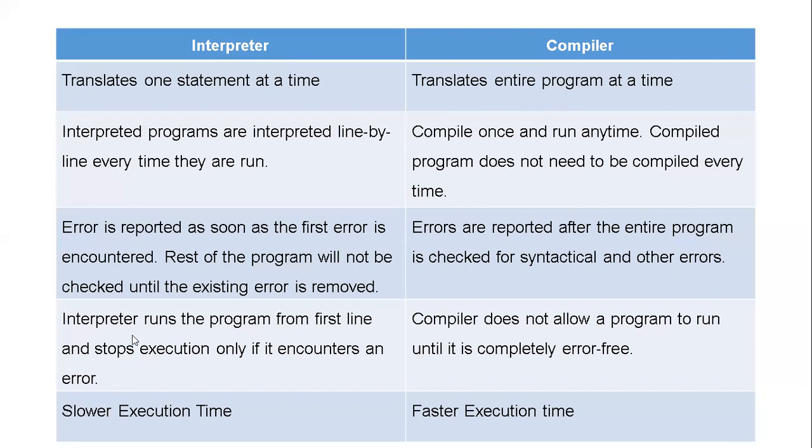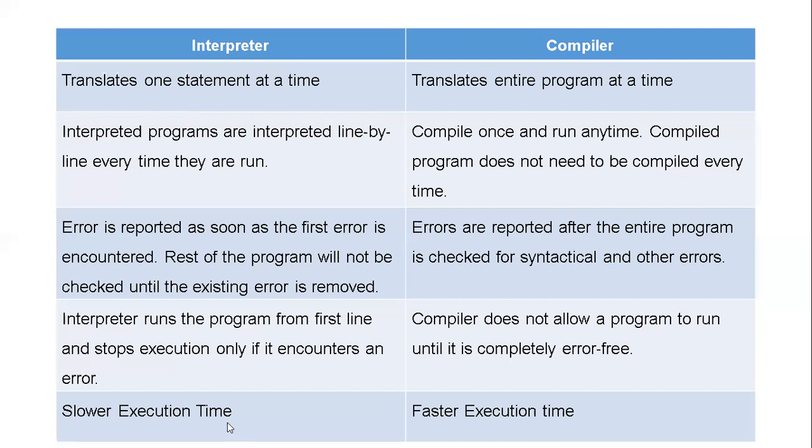In the case of an interpreter, the interpreter runs the program from the first line and stops execution only if it encounters an error. But in the case of a compiler, it does not allow a program to run until it is completely error-free. We can execute the compiled program only if it is error-free. If all the errors are corrected, then only we can execute this compiled program. But in the case of an interpreter, if there is no error in the first line, it will execute the first line and go to the next statement. Likewise, it continues until it encounters an error.